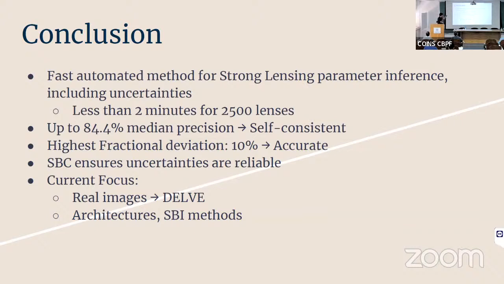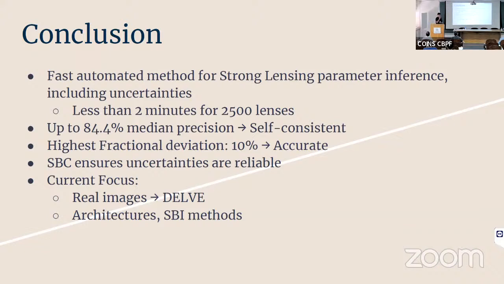So we have offered a fast and automated method for strong lensing parameter inference. We're working with about 2 minutes for 2,500 lenses. This is pretty fast. I hope it's fast enough for LSST. We've shown that the models are both precise and accurate to some extent, and we have taken steps to ensure that the uncertainties that we're reporting are reliable.